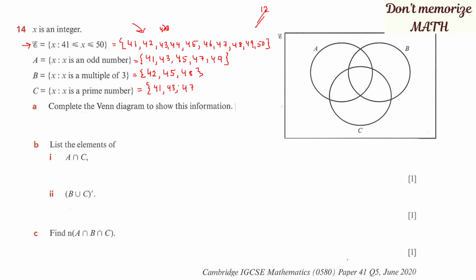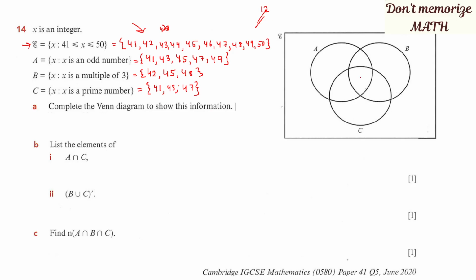49, yeah, 7 square, 7 times 7 is 49, so it is not a prime number. Then 50. Okay, so just close the bracket. So these are the prime numbers from 41 to 50. Then complete the Venn diagram to show the information.